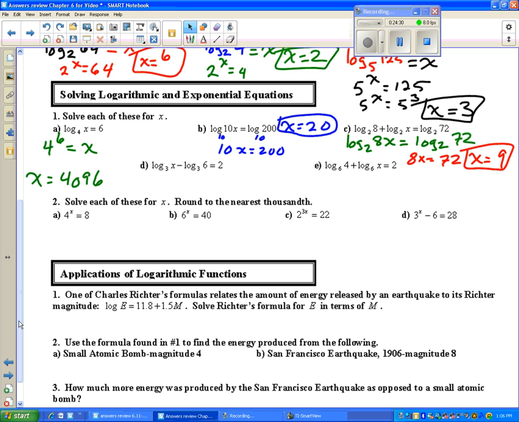Letter D, whenever I subtract, means I divide the arguments. Log base 3 of x divided by 6 is equal to 2. I have logs on one side, so I change it to an exponent. My base stays the same, 3. My answer becomes my exponent. My argument becomes my answer. To solve for x, well, 3 squared is 9. I multiply both sides by 6. So 9 times 6 is 54 is equal to x.